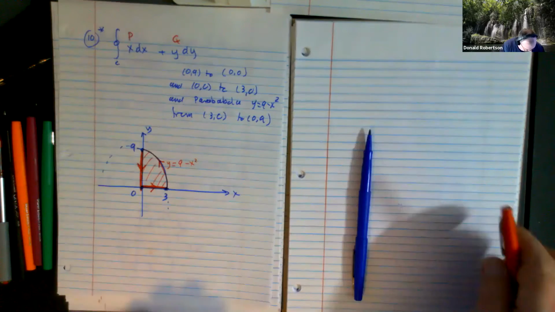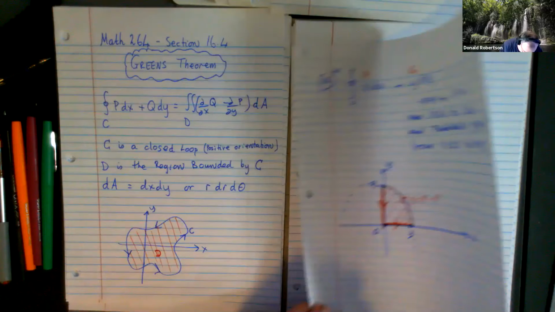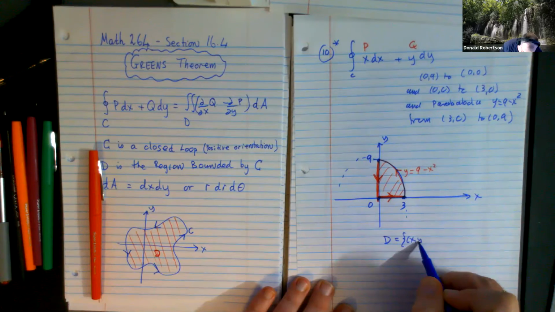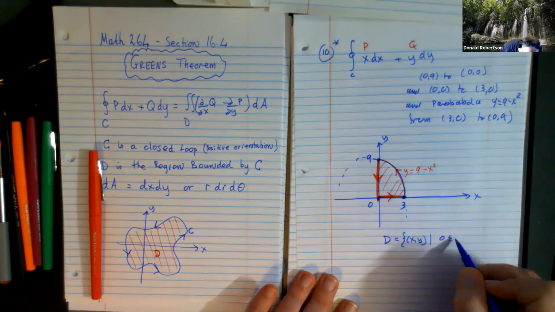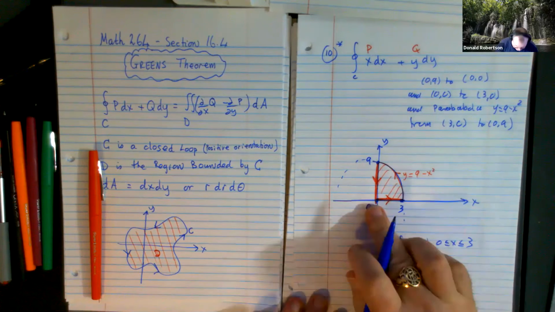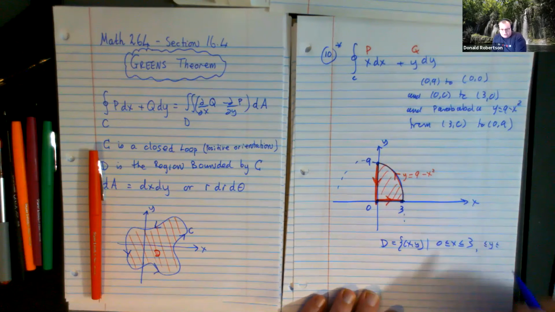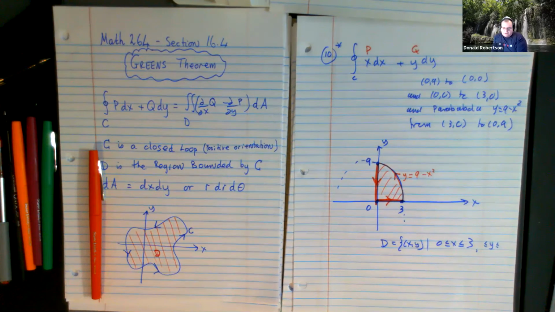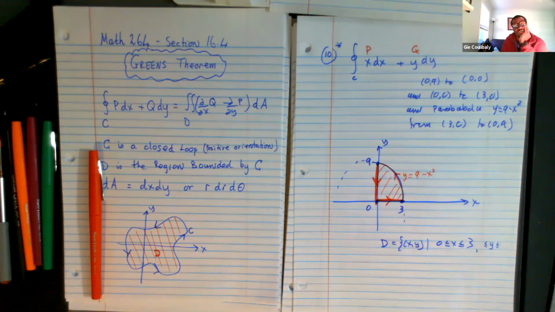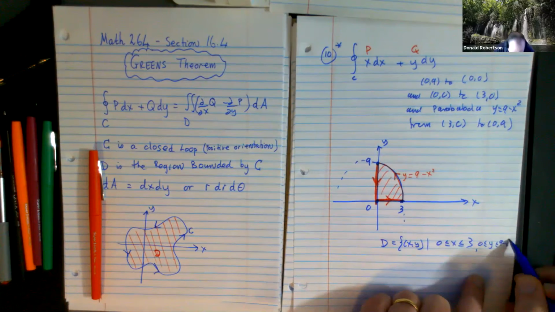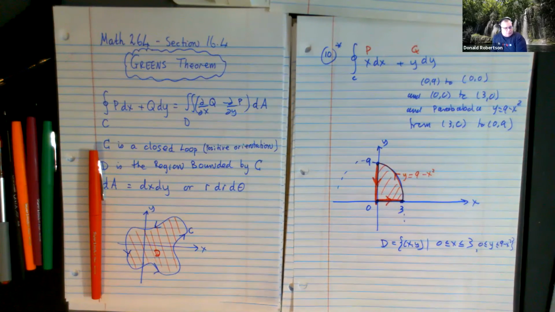I need to set up D. I would say that this is orientated with x's going from 0 to 3. How would you orientate the range of y's? What would they be? Will that be from 0 to 9 minus x squared? Yes. You agree? Y goes from the bottom, 0.